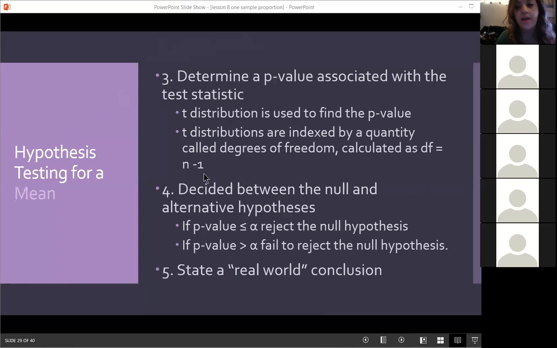And then our fourth and fifth steps are basically the same for every single hypothesis test we do, no matter if it's a one sample, two sample, whatever. We're going to decide between the null and alternative hypothesis depending on the p-value we got in step 3. P-value less than alpha, reject the null. And if it's greater than alpha, we're going to fail to reject the null, saying that we still think there's no change. And then lastly, make sure you go ahead and give that real world conclusion, because that's what we care about, the real world.